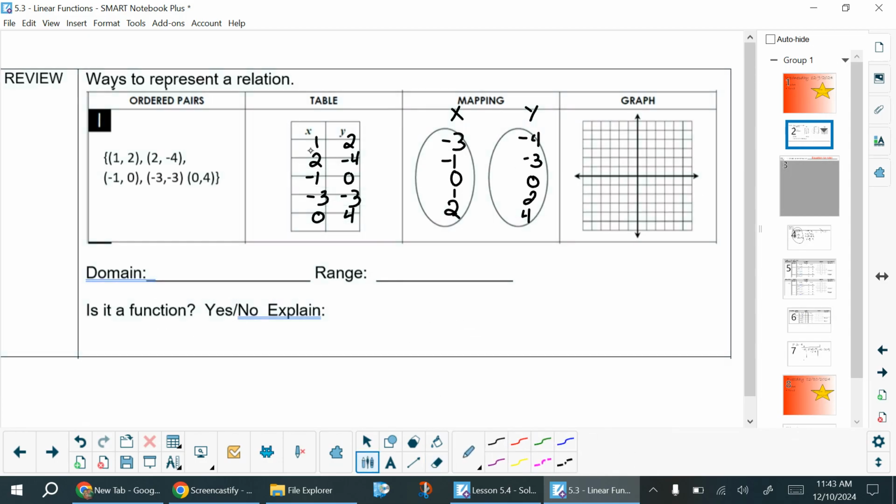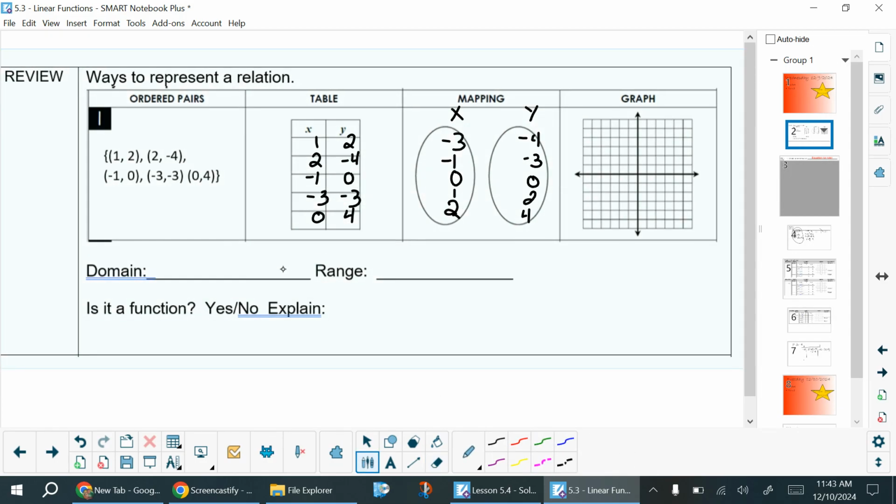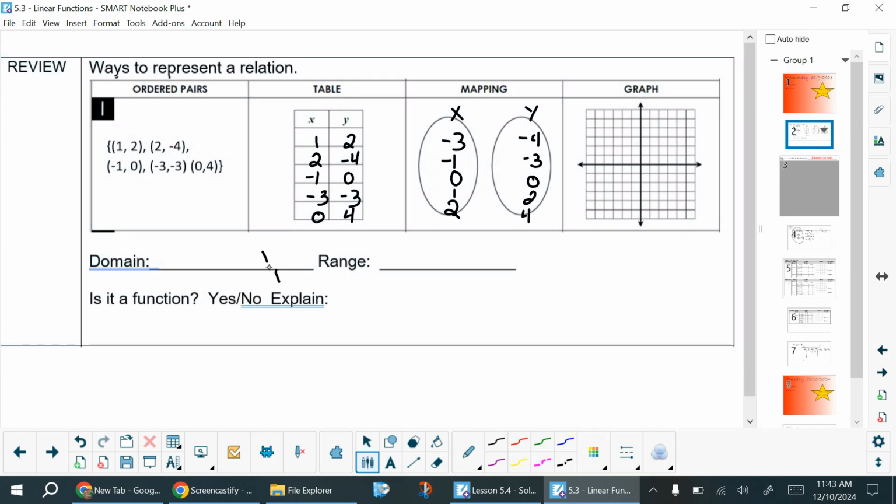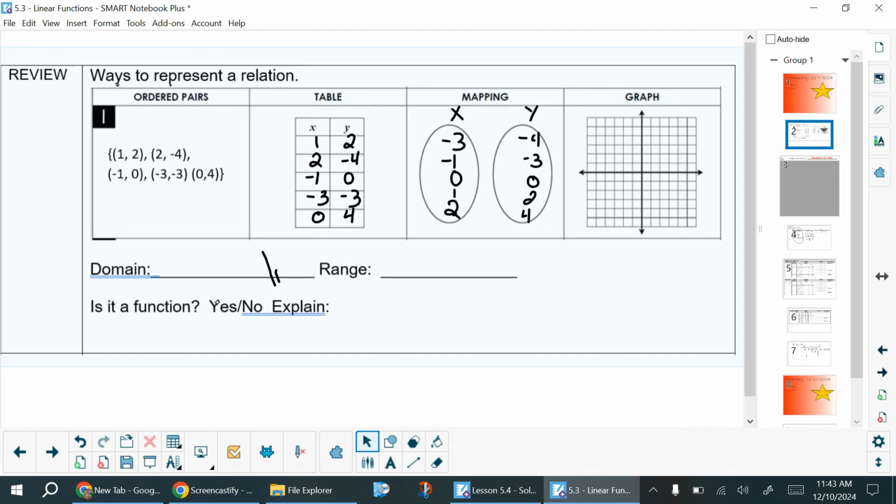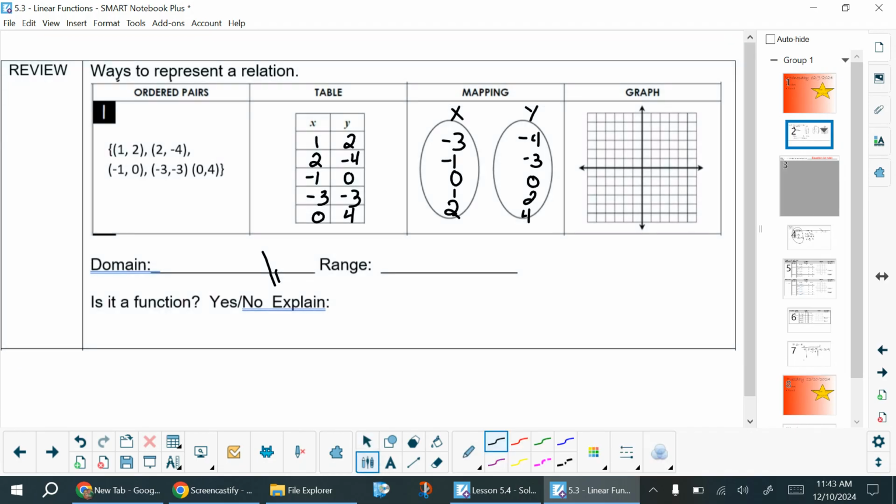Then to show which pairs go together, to actually show the relationship between the x and the y, we're going to draw arrows. So from 1 in the x, I'm going to draw an arrow to 2 in the y. From 2, I'm going to draw an arrow to -4. From -1, I'm going to draw an arrow to 0. From -3, I'm going to draw an arrow to -3. And from 0, I'm going to draw an arrow to 4. So x is our inputs, y's are our outputs.